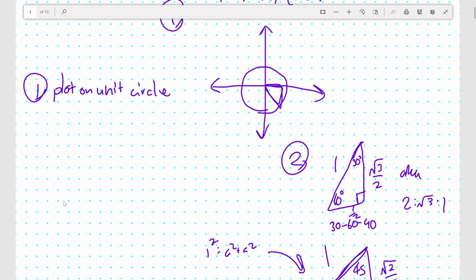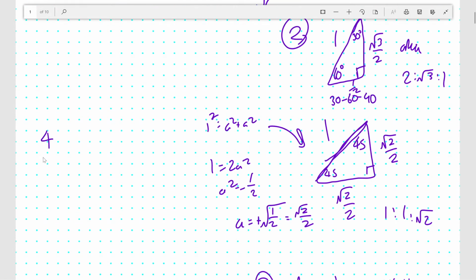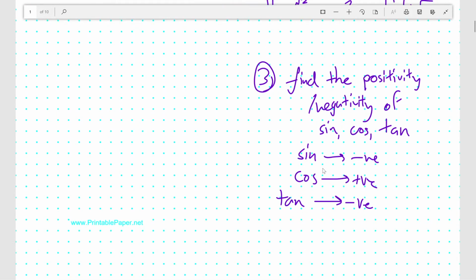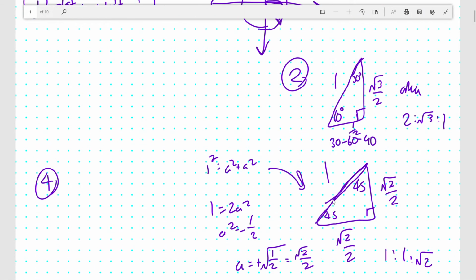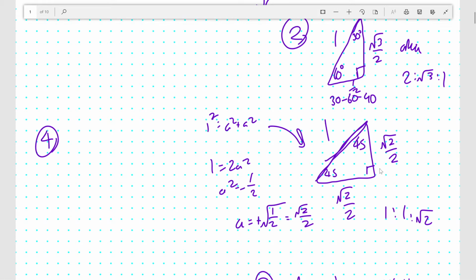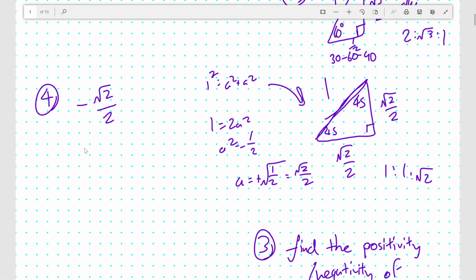And then 4, we can apply this knowledge as well as the special triangle we are using to find the final values of sine, cosine, and tangent. So for example, sine, the negative, will be negative root 2 over 2 because it is the vertical side. Cosine will be positive root 2 over 2 because it is the flat horizontal side.